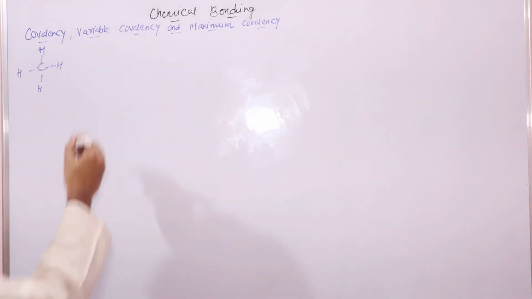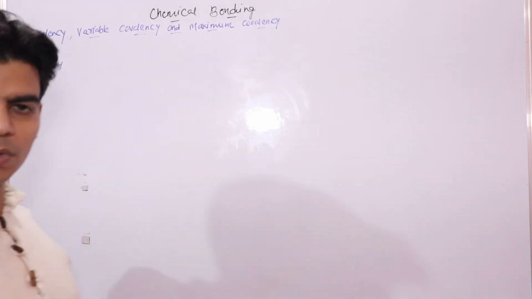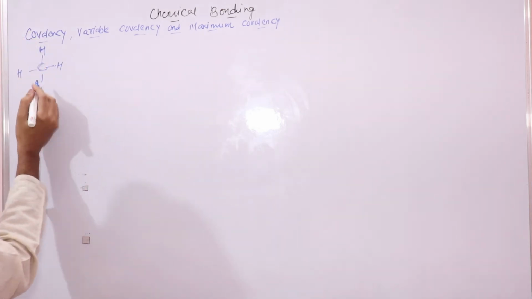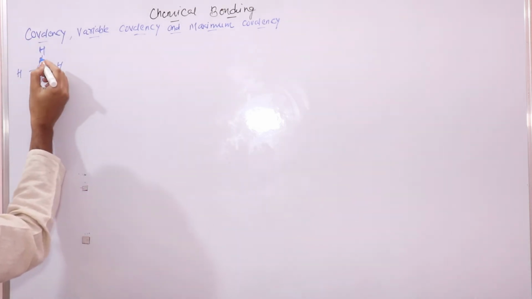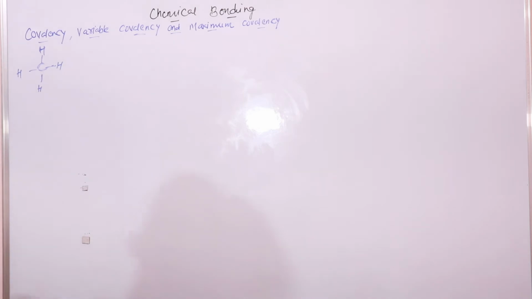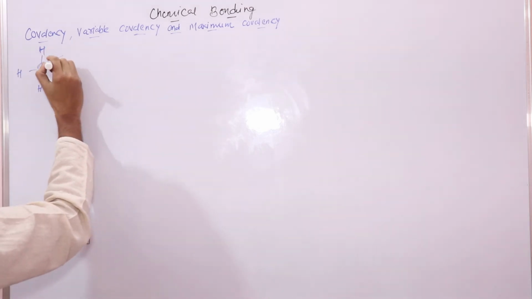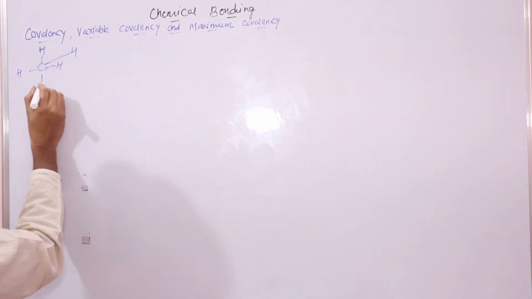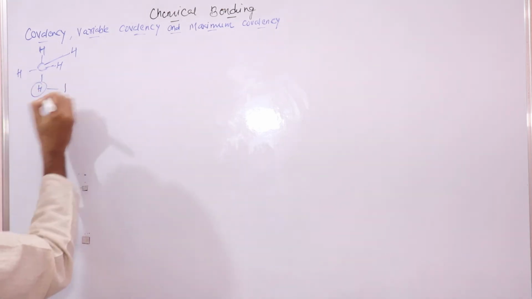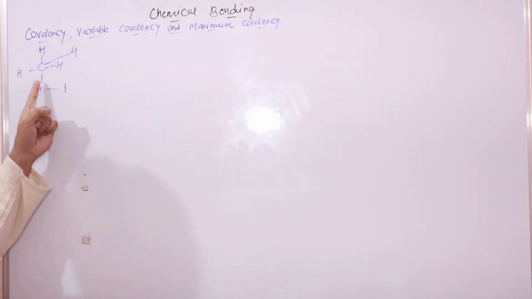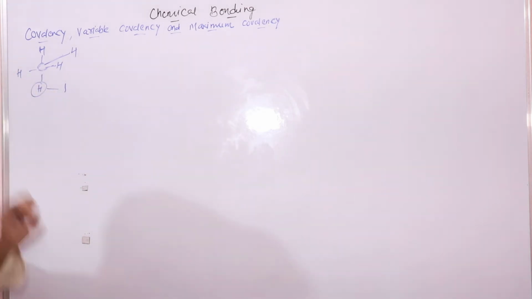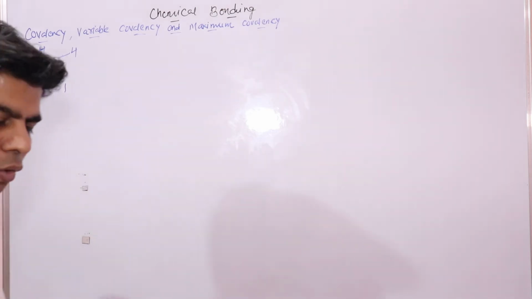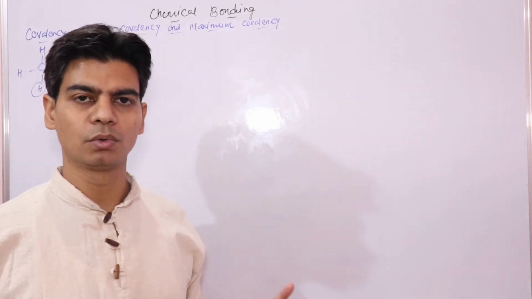We say covalency is equal to the number of covalent bonds formed by the atom of an element in the covalent compound. So carbon is forming 1, 2, 3, 4 covalent bonds. So covalency of carbon is 4. If someone asks you what is the covalency of this hydrogen atom, it's 1. Why? Because it's forming only one covalent bond with this atom. Similarly, covalency of the other 3 hydrogen atoms is also 1 because each is forming only one covalent bond.